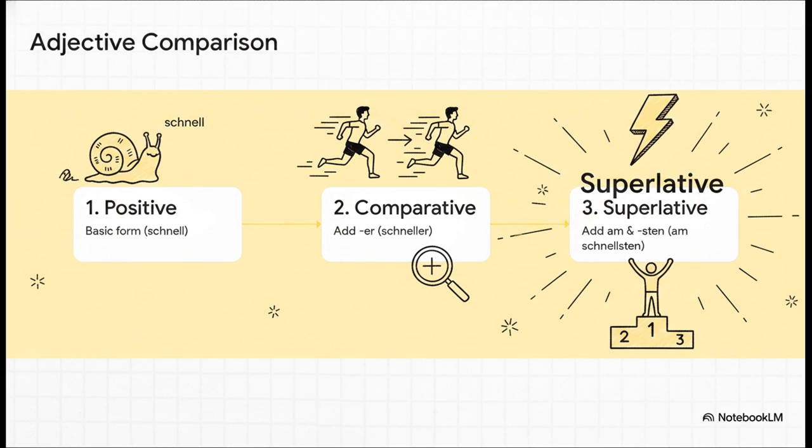And when you want to compare things, German is incredibly straightforward. It's wonderfully similar to English, actually. You've got the positive form, like schnell for fast. For the comparative, you just add -er, making it schneller or faster. And for the superlative, you use am and add -sten, giving us am schnellsten for fastest. Simple, elegant, and super familiar.